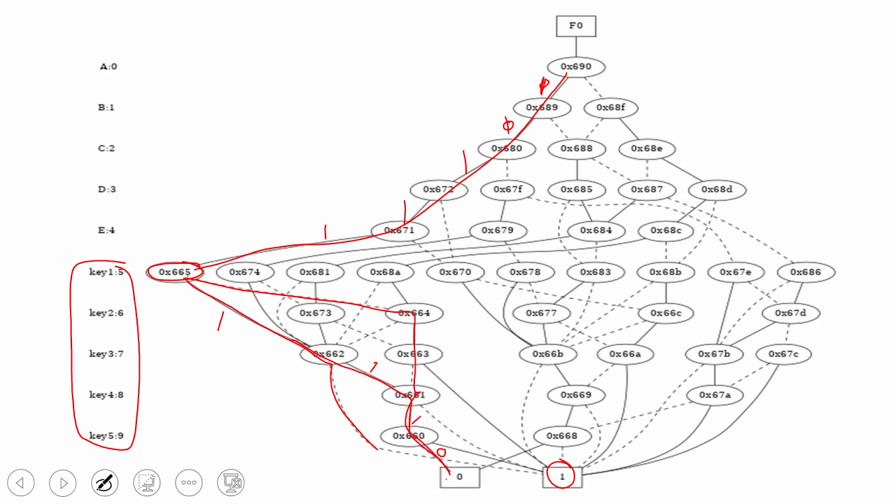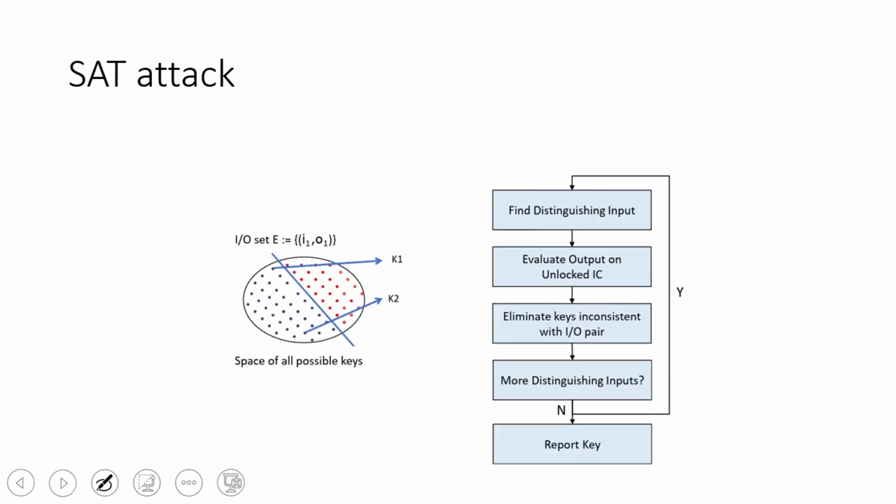So, once you do this DIP business, what is happening effectively is, if you go to one such node, you will see that a subset of keys goes to the wrong keys and a set of keys goes to correct keys. So, all the keys that go to the wrong keys are going to be eliminated. Okay. And all the possible correct keys will be retained, right. So, this is the core idea of the SAT attack. Okay.